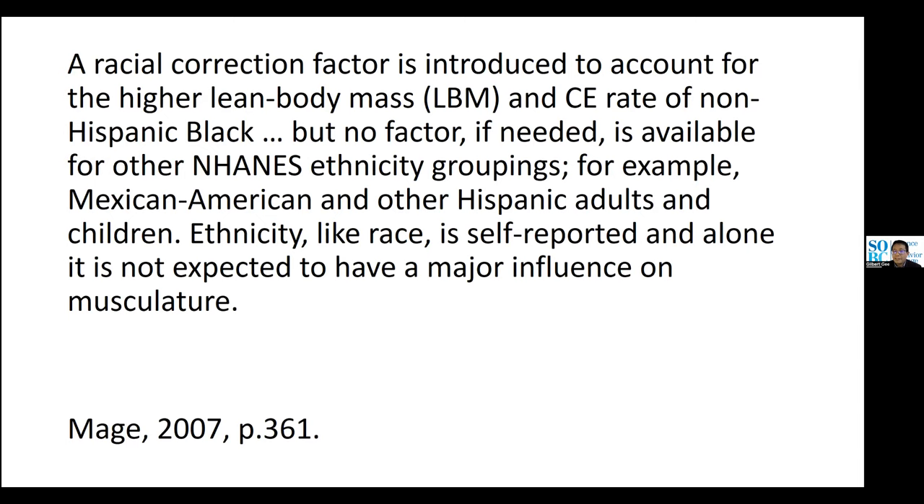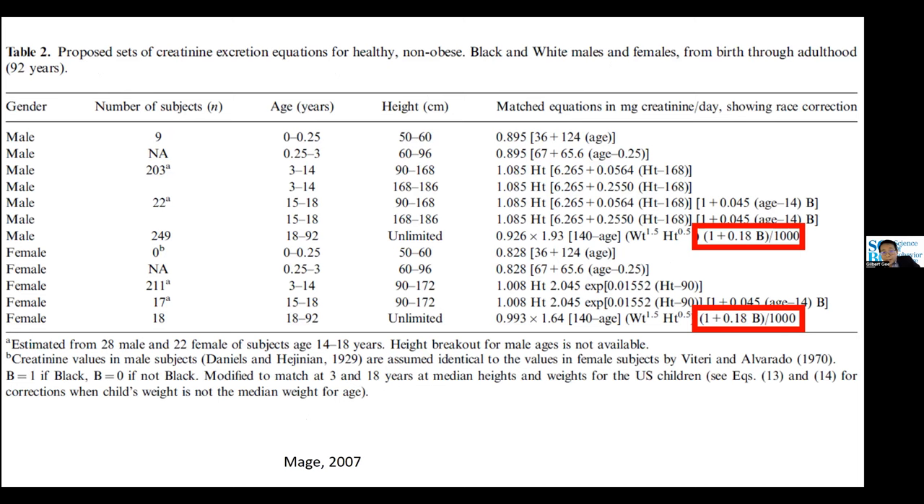Now, if you found this convoluted and confusing, it's because it is. And I think what's going on is the investigators realize they have a logical problem here. They're saying, hey, we need to do these correction factors for Black people, but we probably don't need to do it for Mexican Americans. And ethnicity and race are self-reported and shouldn't have a major influence on musculature, but it does for Black people. And so it's really confusing and convoluted. And I think it's because they at the back of their minds know that they don't actually have a good answer, right? These correction factors end up being published, they're used.